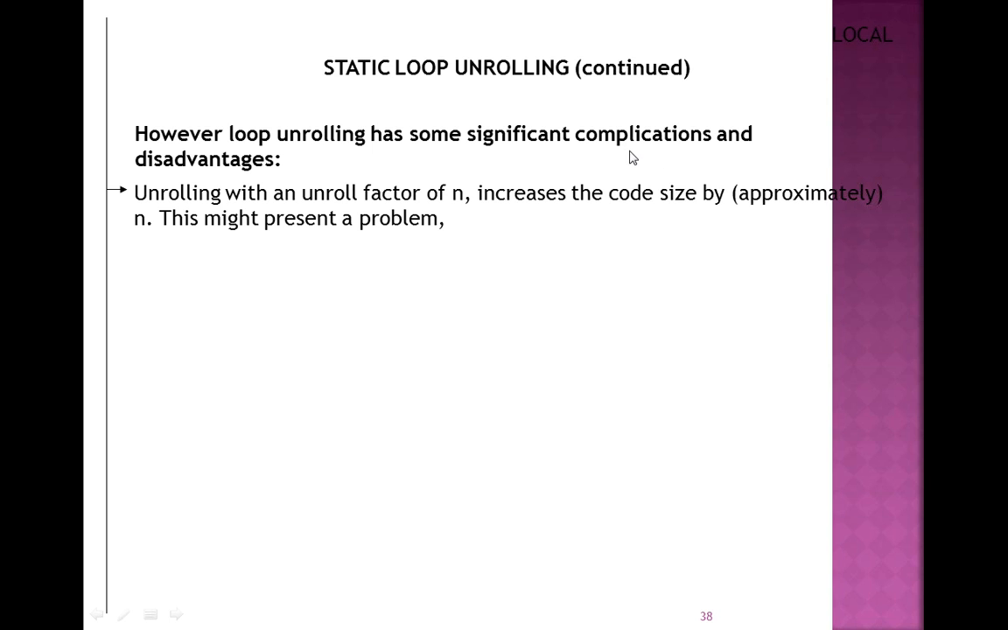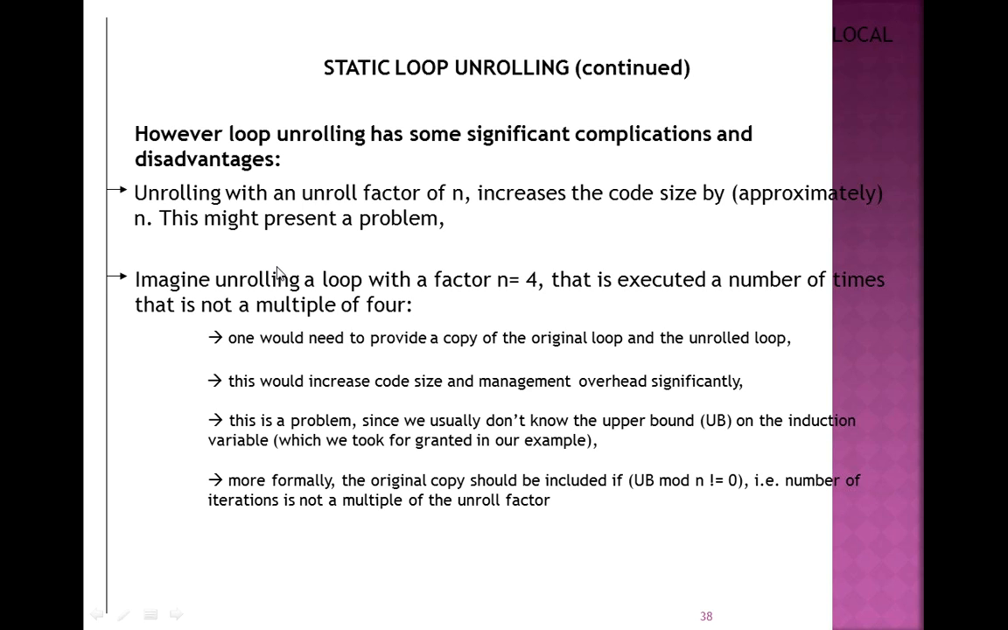However, loop unrolling has significant complications and disadvantages. Now, what are the limitations of loop unrolling? Unrolling with an unroll factor of n increases the code size by n. It might present a problem. Imagine unrolling a loop with factor n equals 4, executing a multiple of 4 number of times. One would need to provide a copy of the original loop and the unrolled loop. This increases the code size and the management overhead.